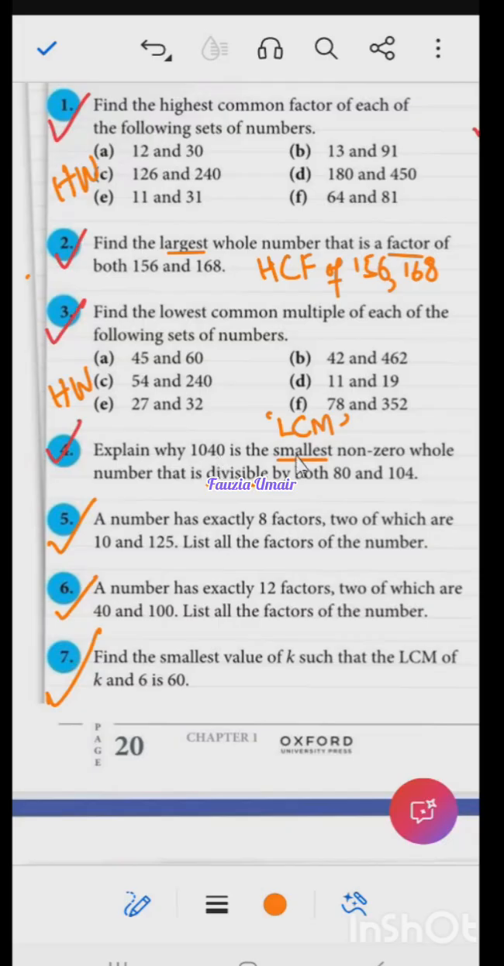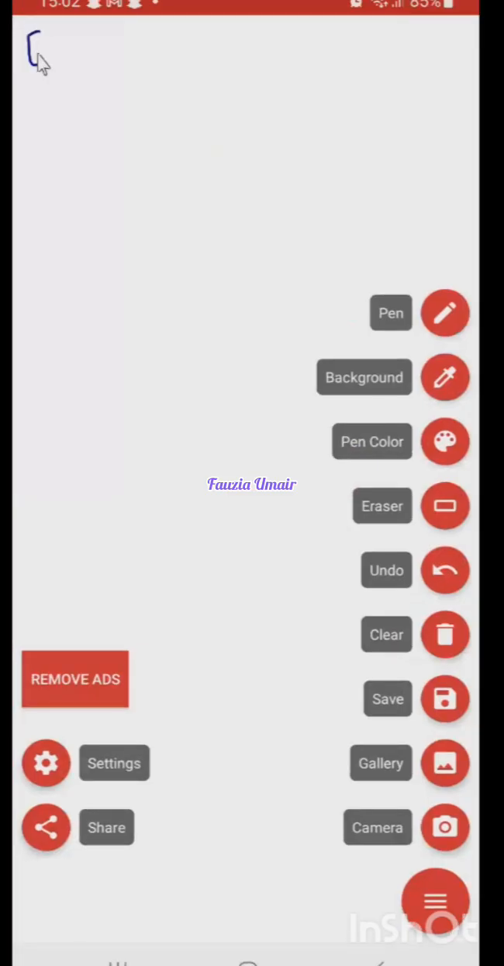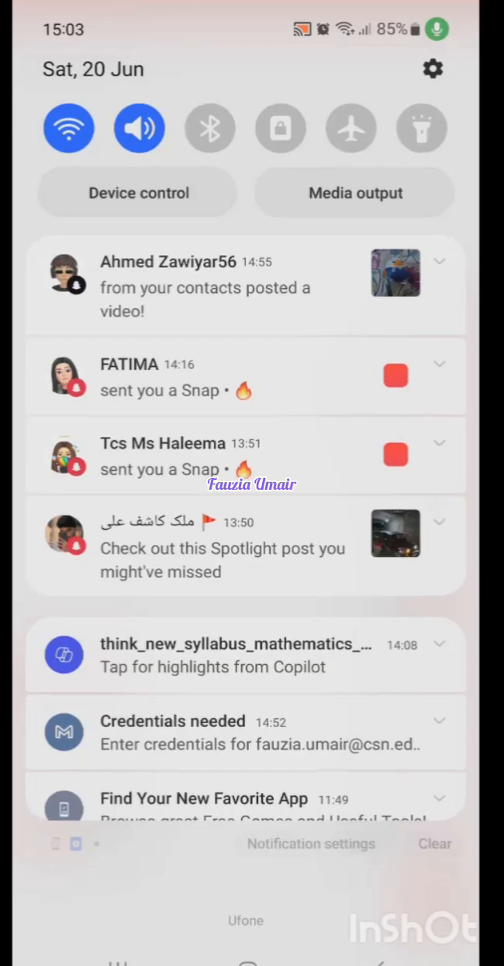Explain why 1040 is the smallest non-zero whole number that is divisible by both 80 and 104. So what do we need to do? We need to find out LCM of 80 and 104, and that LCM would be 1040. So that is the proof of the answer. Okay, so how we are going to solve it? Let's do it together. Question number 4, exercise 1C.